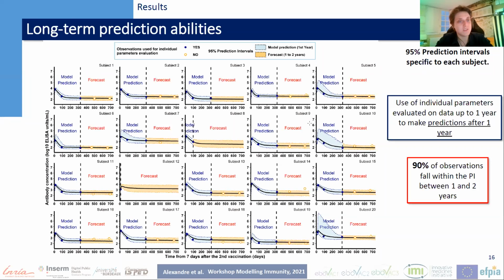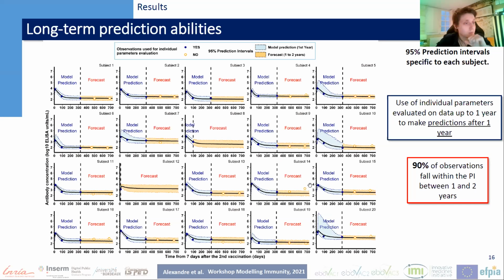Then, based on the blue part, the model prediction, we predicted for each individual its long-term humoral response, what we called forecast, represented in each plot by the orange part. We evaluated that approximately 90% of long-term observations, meaning between 1 and 2 years after the first vaccination, which are represented by the orange circles, fall within the 95% prediction intervals, so within the orange shaded areas. Based on those results, we can say that the model estimated only on phase 1 data and only on the early phase of the dynamics, up to 1 year, has good quality of long-term prediction up to 2 years of the humoral response.